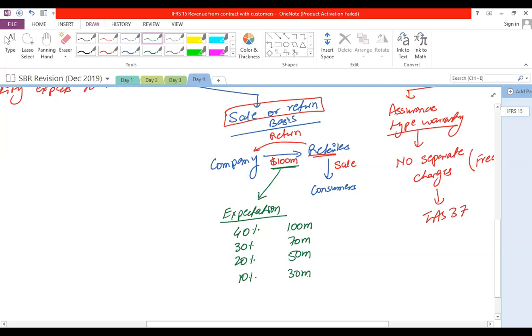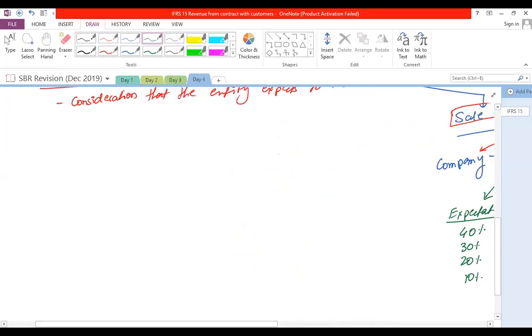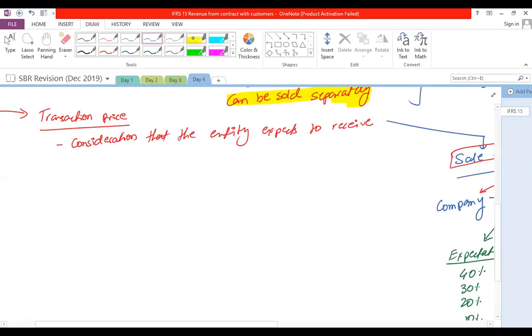So there are different chances based on the past experience. We should ideally take the expected value of all these and then recognize the revenue. So that's 40, 20, 10, and 3. In this case, we should be recognizing the revenue at $84 million. So based on the expectation, we should be recognizing the revenue. That is what we have said over here as well. Consideration is the consideration that the entity expects to receive.